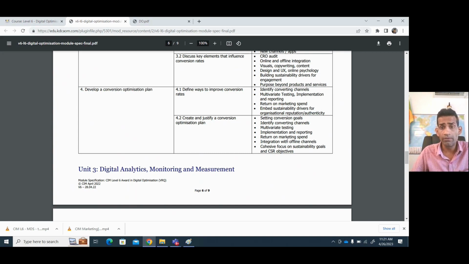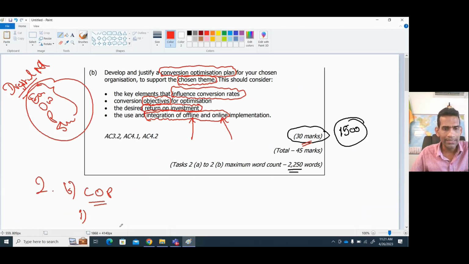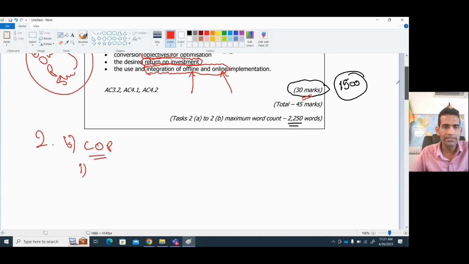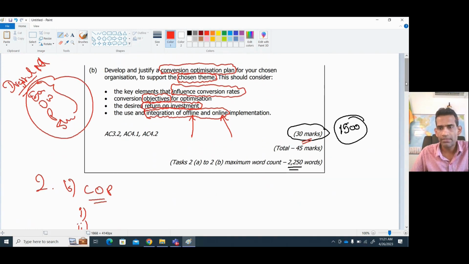Otherwise, you will go astray if you try to answer without looking at your indicative content, the learning outcomes and the assessment criteria, because this is what you have to focus on when you build your answer. So design the content like what you have been designing inside the classroom for each one of these sessions. After that, I will give you all one-to-one feedback in my classroom sessions and the one-to-one discussion sessions, so that you will get better results in your digital optimization subject as well.